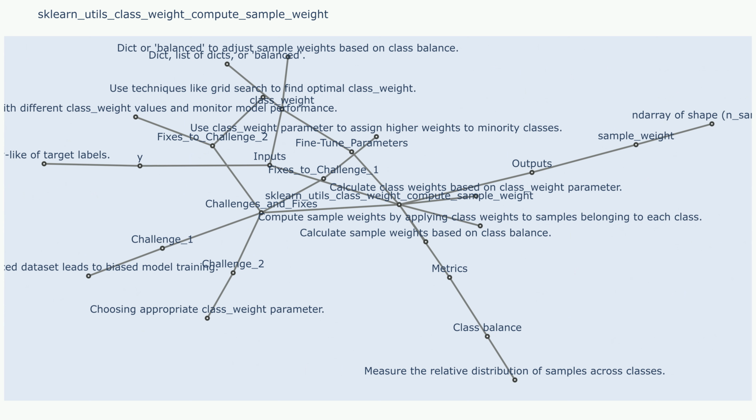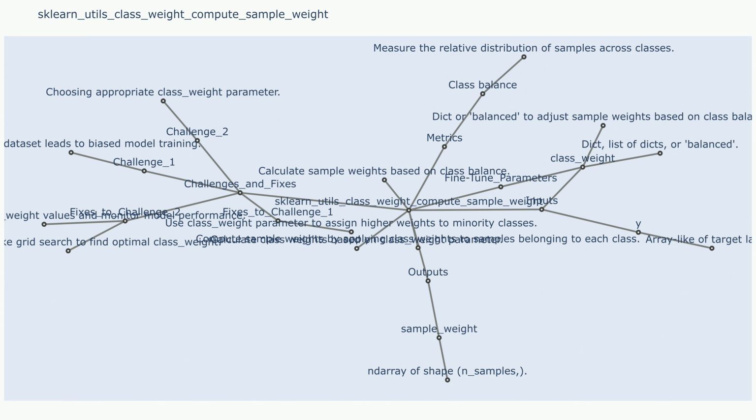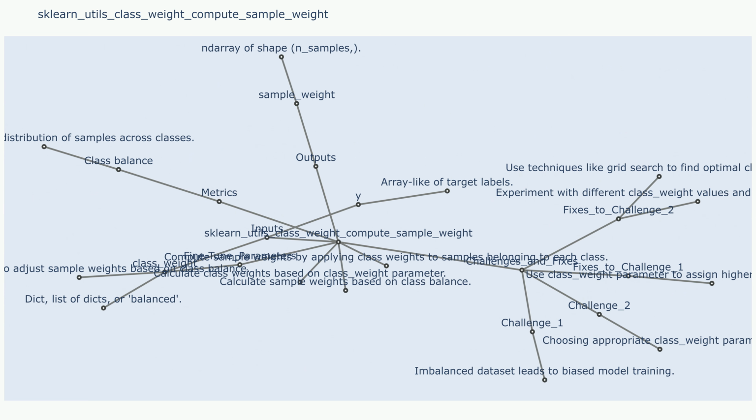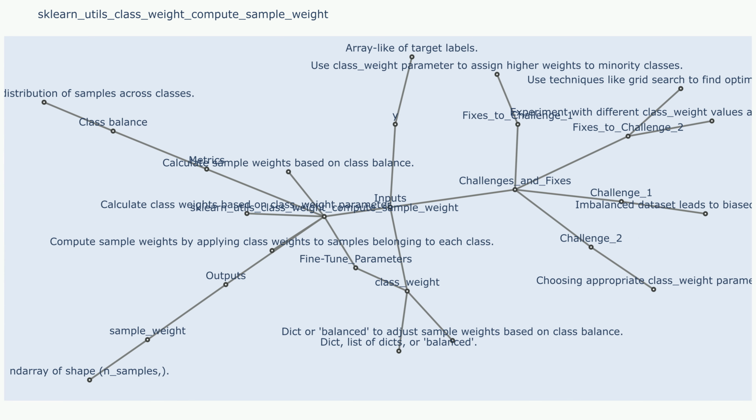Fine-tune parameters. class_weight. This parameter determines how sample weights are calculated. Experiment with different values, e.g., balanced, or a custom dictionary to optimize for the specific dataset. Uncertainty methods. Confidence intervals. Calculate confidence intervals around the model's predictions to assess the uncertainty associated with each prediction, especially for minority classes. Bootstrap resampling. Repeatedly sample data with replacement to estimate the variability of the model's performance and identify influential samples.